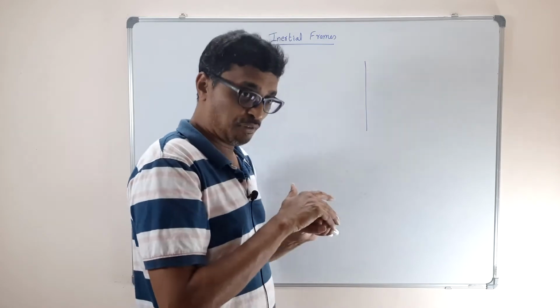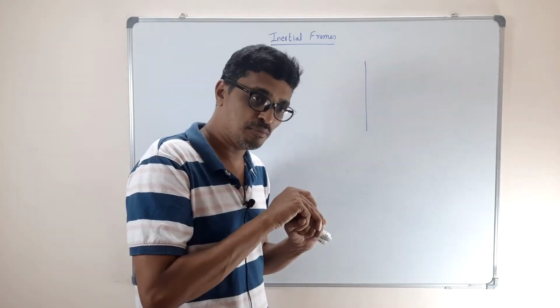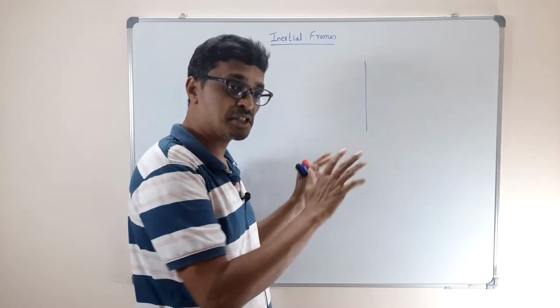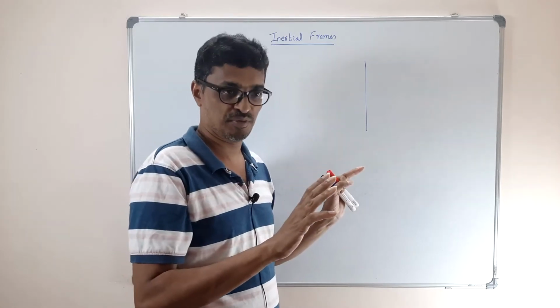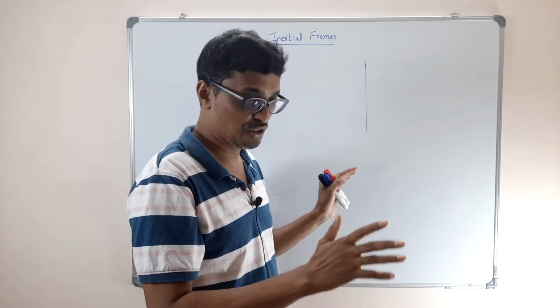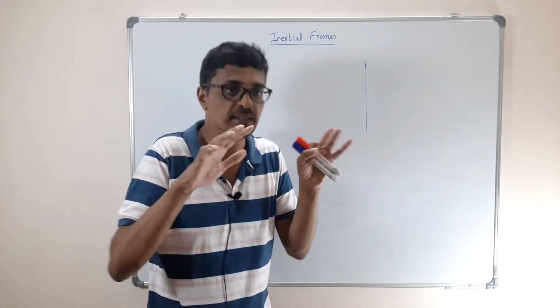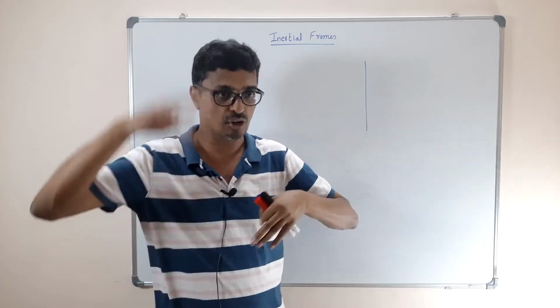Any frame which is at rest or in uniform motion, all the measurements are going to be the same. Not just measurements, even the laws of physics, everything will be identical. The collection of those frames means a reference system. The coordinate system, we call it frames.